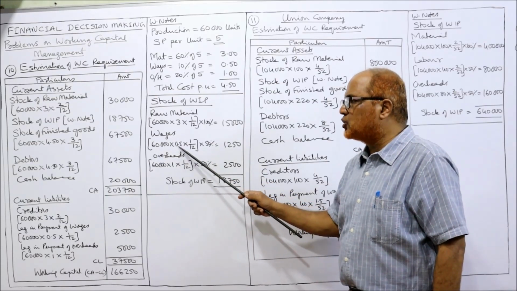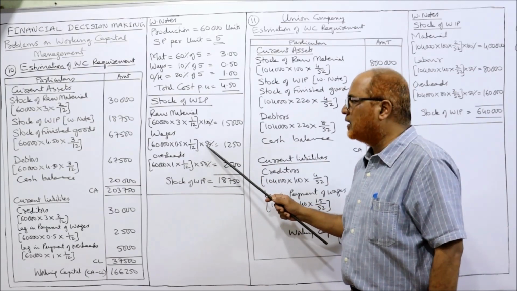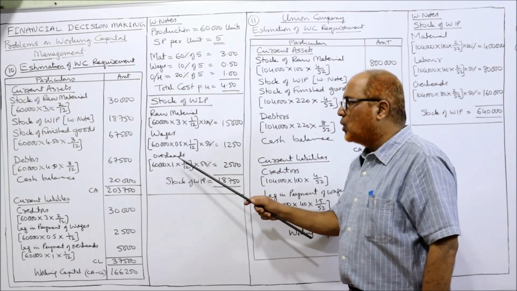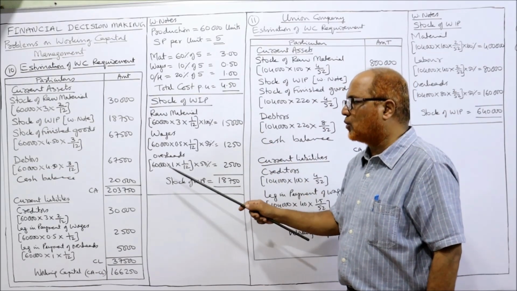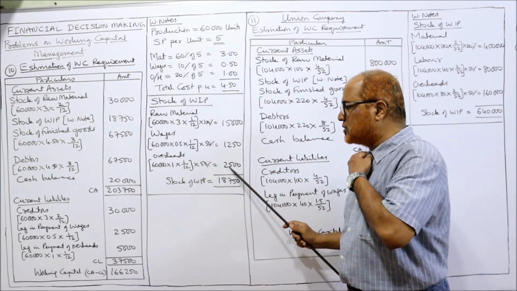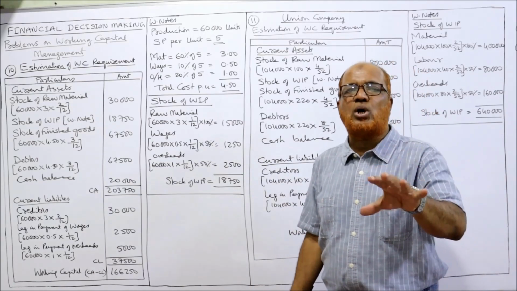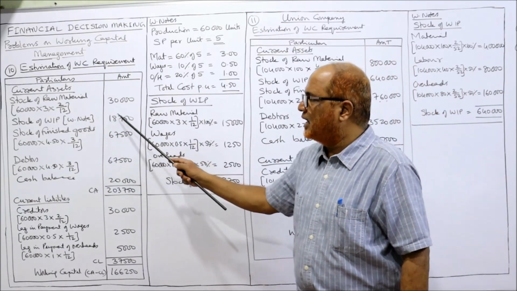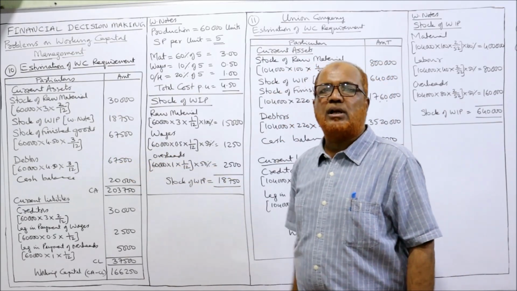Wages: 60,000 into 0.5. The wages per unit is 0.5 into 1 by 12 into 50%, 1250. Overhead: 60,000 into 1 rupee per unit overhead, 1 rupee into 1 by 12, 50%, 22,500. So total 18,750 is the stock of work in progress. Stock of finished goods: 60,000 units into total cost per unit.